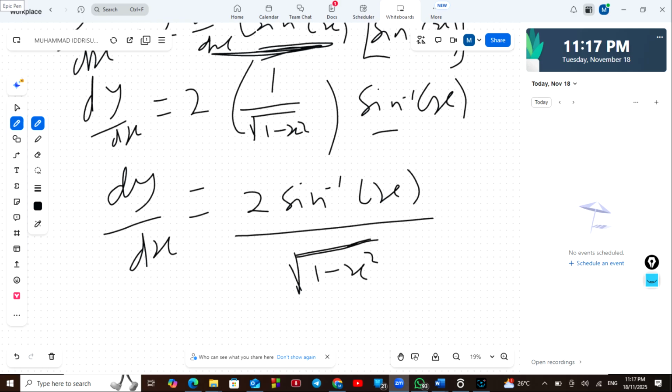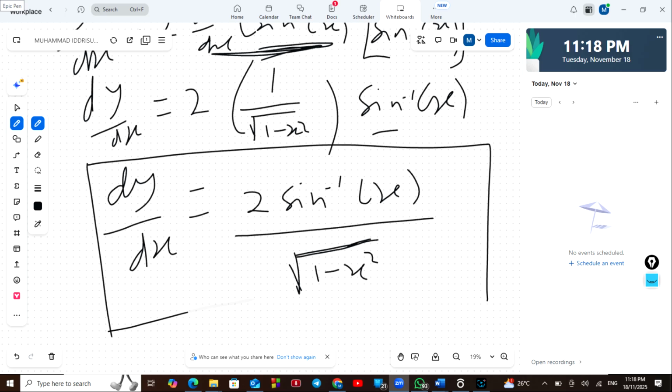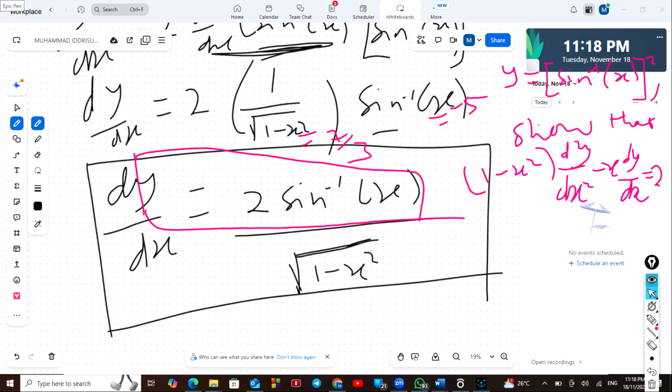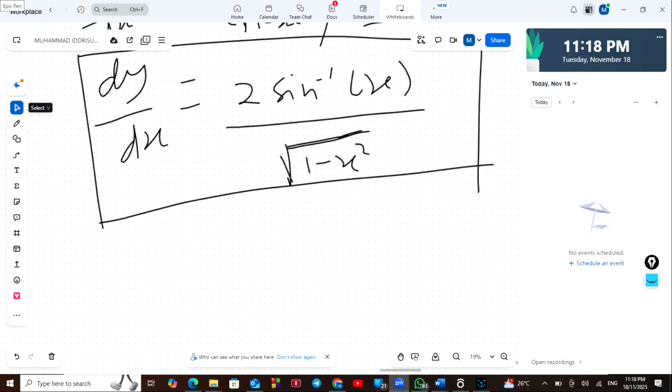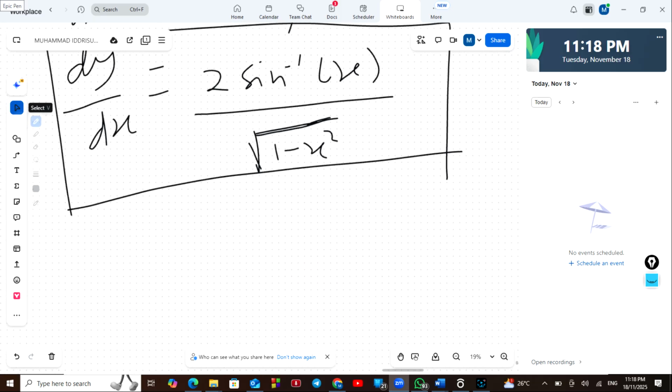So this is it. This is dy/dx. Let's see our answer once again. There's d²y/dx² in the answer. That's the highest derivative there. So let's differentiate our function further. Let's note this down. Maybe we can call this equation 1.